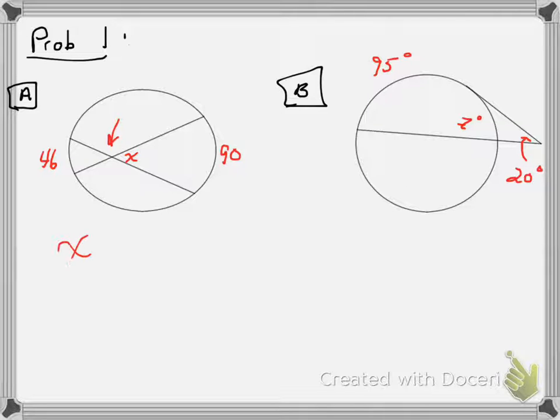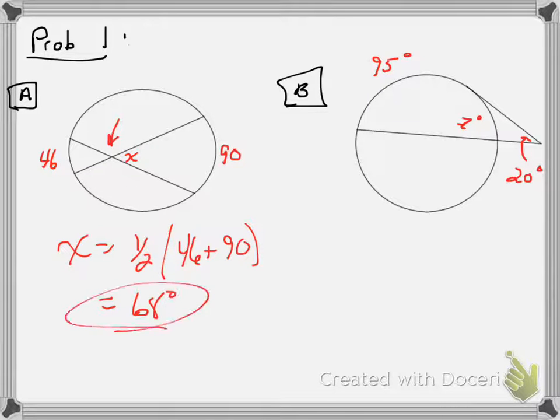So x is going to equal half of 46 plus 90. Put it in your calculator, you're going to end up getting 68 degrees. Okay, well, where's the vertex of my angle? It's outside the circle now.